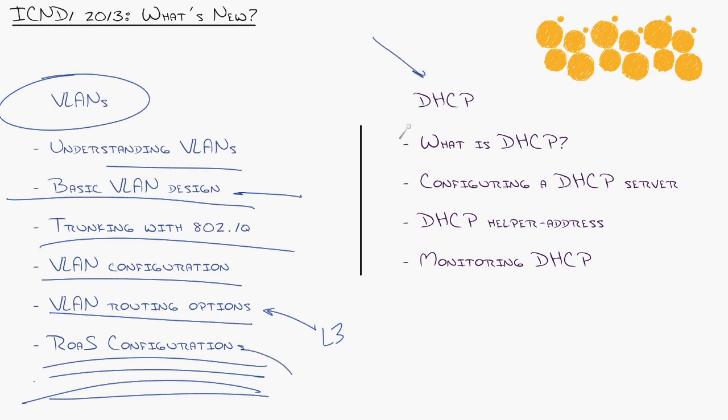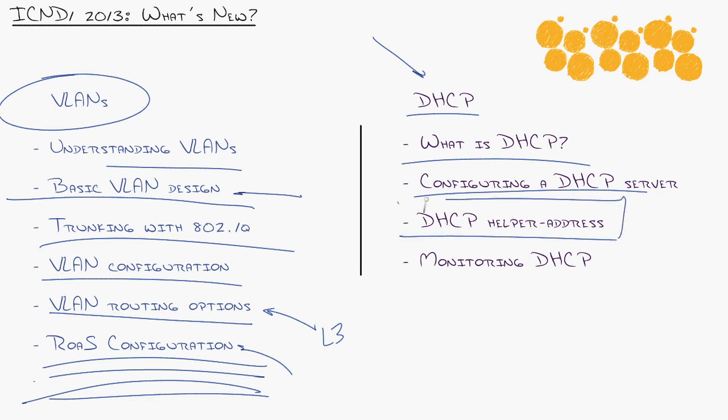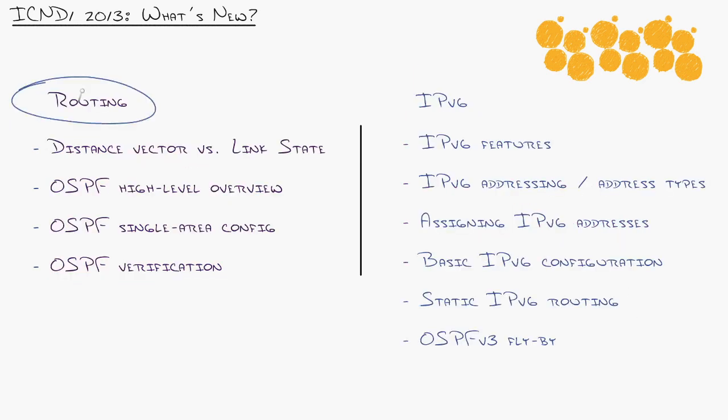So DHCP, piece of cake. What is DHCP? How to set up a DHCP server on a router, set up the pool of addresses in global configuration mode. Big one here, DHCP helper addresses. That's Cisco's way of doing a DHCP relay between the different subnets, which is big. That's a big concept. So they add that one in there, and then monitoring, checking out your bindings, seeing if there's conflicting addresses, all of that. Man, I'm talking fast. Let's look at the routing world.